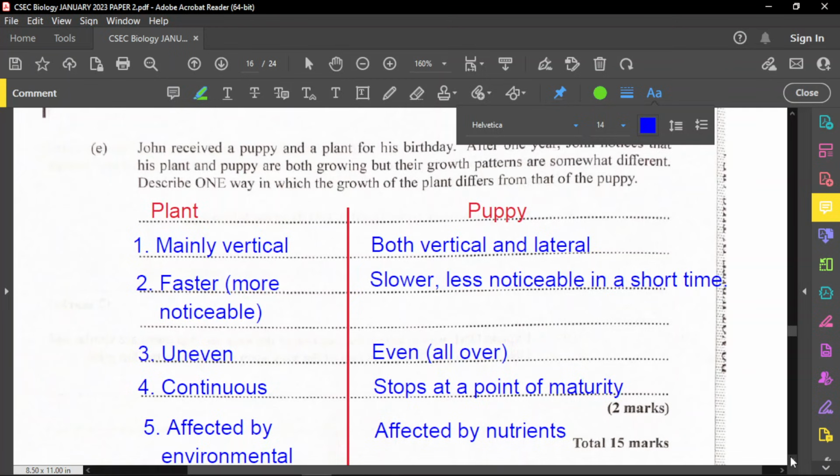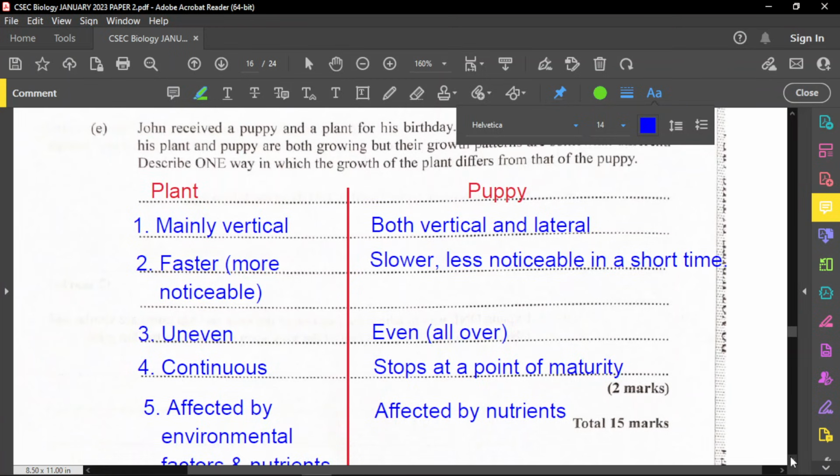All right. Pretty much the plant will grow faster and more noticeably, because even a slight change in plants will be more noticeable than in the puppy itself. So the puppy's growth will be much slower and less noticeable in a short time. The plant will tend to be uneven because it can have branches going sideways and so on, but they tend to go up, but the branches will be different from the tip of the plant, right? And the puppy will be pretty much even, where growth will be technically all over. For the plant, it will be a continuous thing. However, the puppy will grow until a point of maturity.